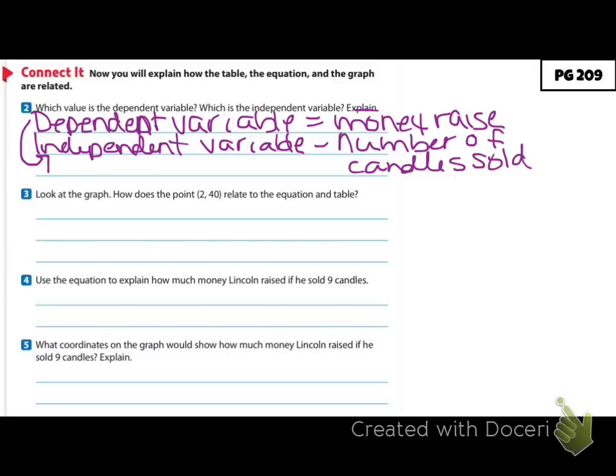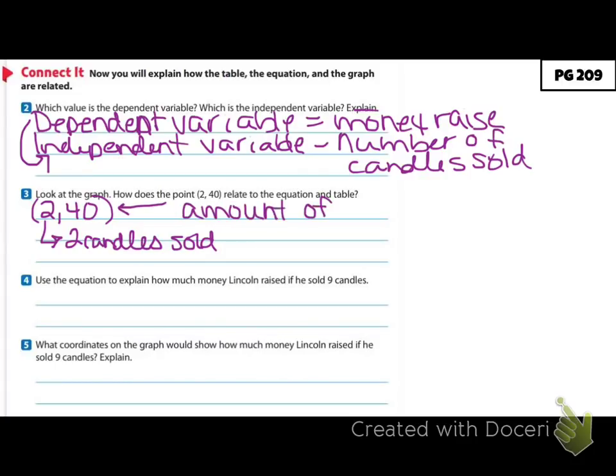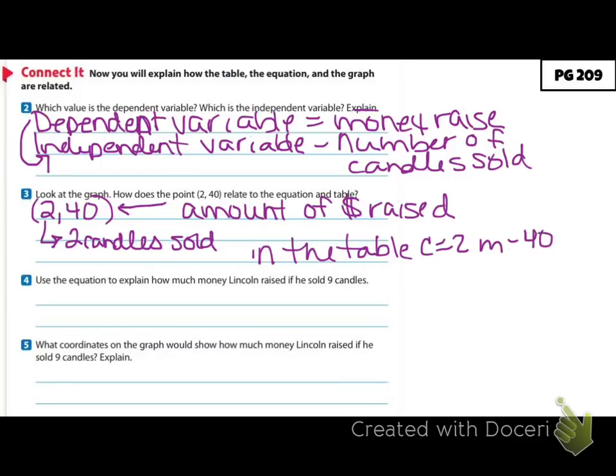Number 3, look at the graph. How does the point (2, 40) relate to the equation and table? Well, out of (2, 40), the 2 is 2 candles sold. The 40 is the amount of money raised. Okay, this relates to the table because in the table the C is 2 and the M is 40. So they basically are hand in hand, the same thing.